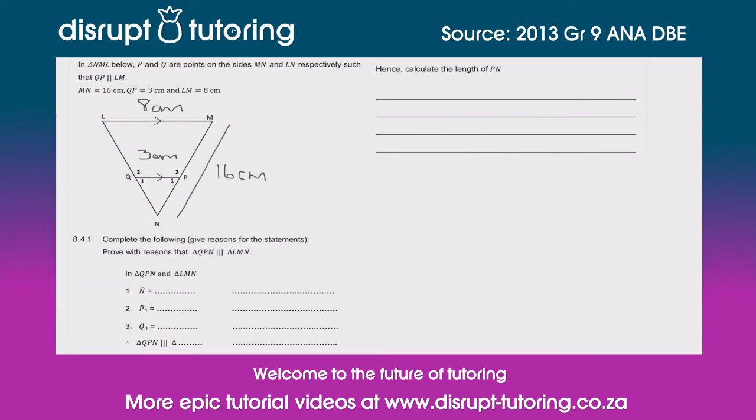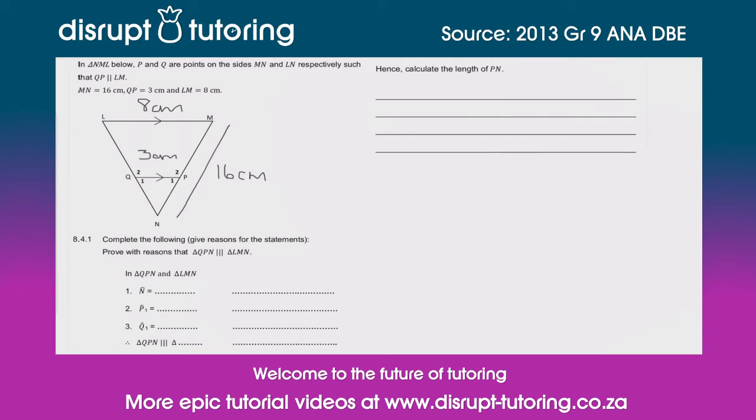Now they've said to us complete the following, give reasons for the statements. They've said to us prove with reasons that triangle QPN, so QPN is this one over here, is similar to triangle LMN, which is this one over there. Now, when it comes to proving two triangles are similar, there are two ways to do it. The first way is to prove that all of the corresponding angles are equal to each other. The other way is to prove that there is a constant ratio between the sides of the two triangles. Now, in this case, it looks like they want us to prove that all three angles are equal to each other, because they've already set the question up like that. So let's get into it.